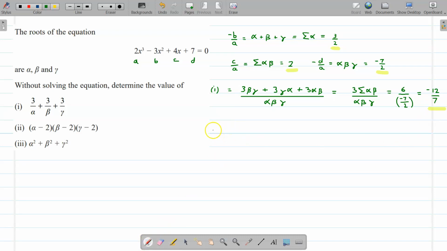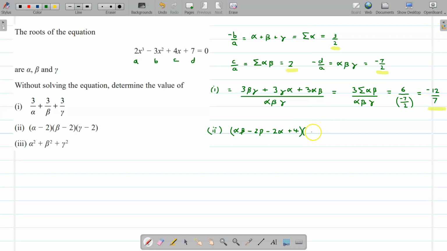Now in part 2, we have to do alpha minus 2, beta minus 2, gamma minus 2. If we expand that out, I might as well do this in full. If I just take the first bracket pair, I get alpha beta minus 2 beta minus 2 alpha and then plus 4. So I've just multiplied the first pair of brackets out.